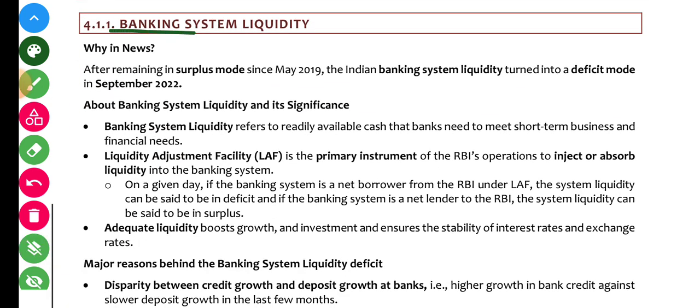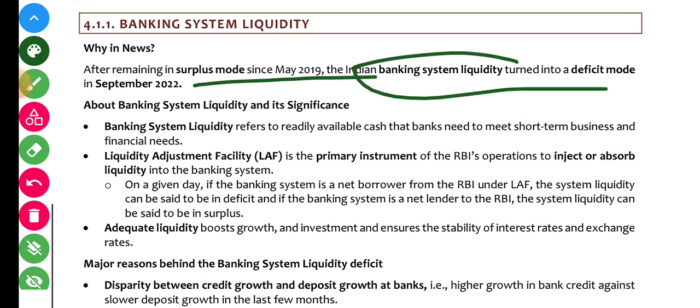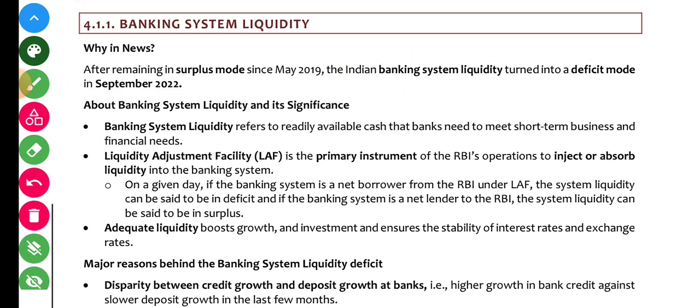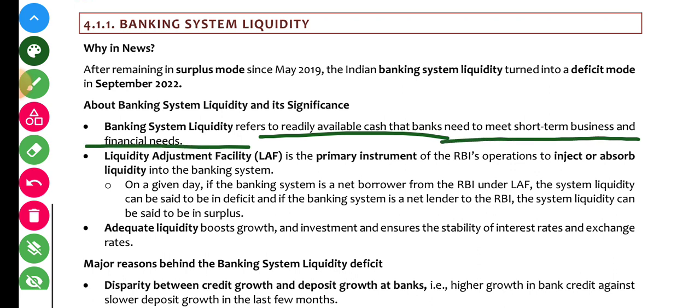Next is the banking system liquidity. What is it all about? Surplus mode since May 2019. Indian banking system liquidity turned into a deficit mode in September 2022. About banking system liquidity and its significance. What is banking system liquidity? It refers to the readily available cash that banks need to meet short-term business financial needs.